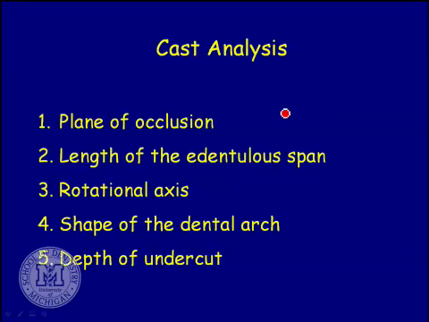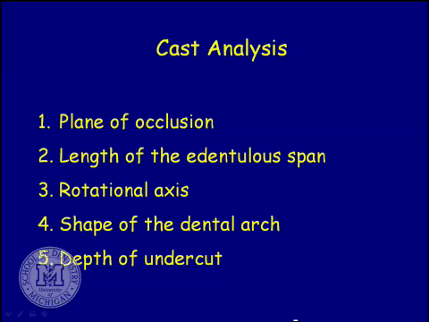What do we want to look at when we're doing cast analysis? It's basically sort of like any partial that we'd be doing. You're going to look at your plane of occlusion. If you're assessing the plane of occlusion, can you see that if it really goes up and down a lot, that's not a good thing, where some teeth have gone missing.